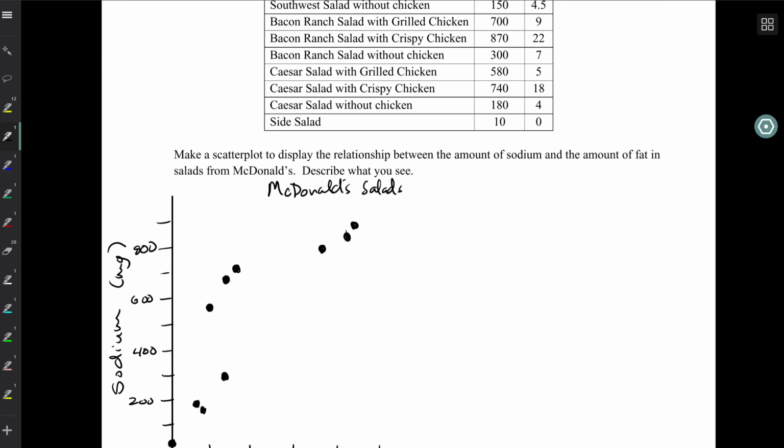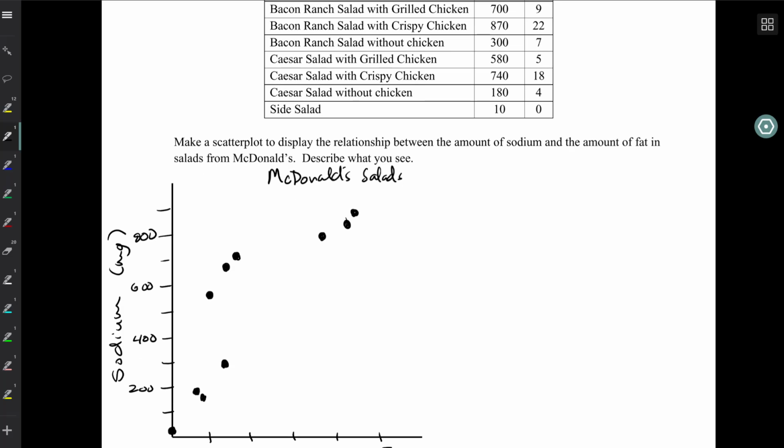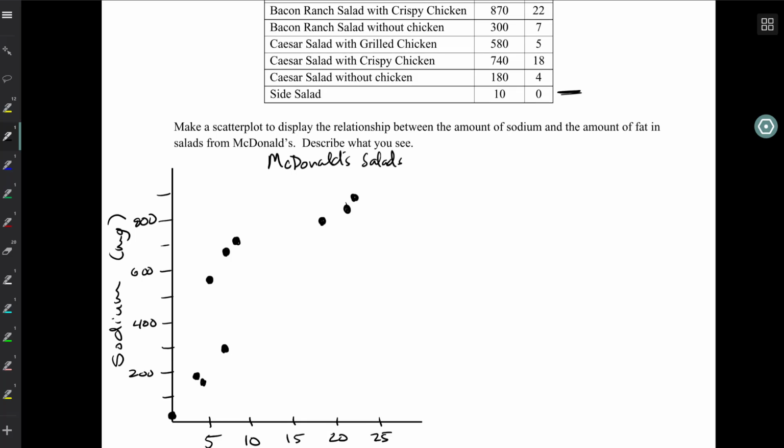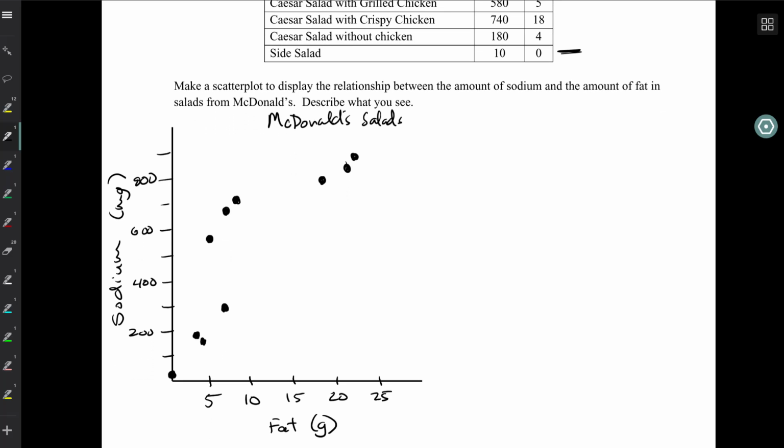So I've already gone ahead and made my graph, and you'll notice with this one, I actually didn't make any broken lines here. Why? Because of the side salad that basically looks like it's just lettuce, has 0 grams of fat and 10 milligrams of sodium. So that was almost near the origin, really preventing me from doing that broken line. If you have data that extends all the way down, you got to keep it there. So now I've set my scale to be every 5 grams of fat on the x-axis and every 100 milligrams of sodium on the y-axis. And here's what I can see.